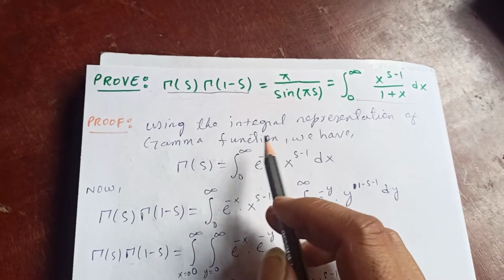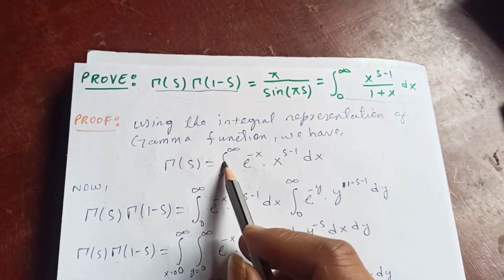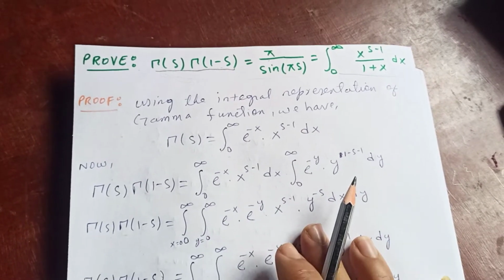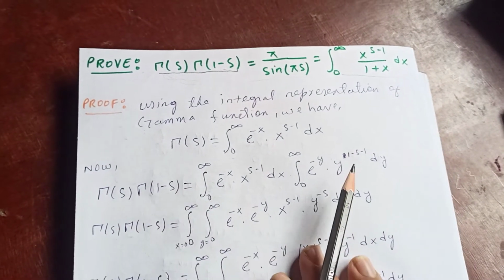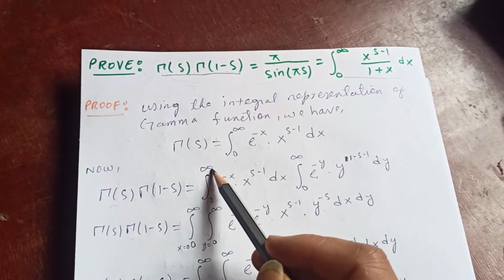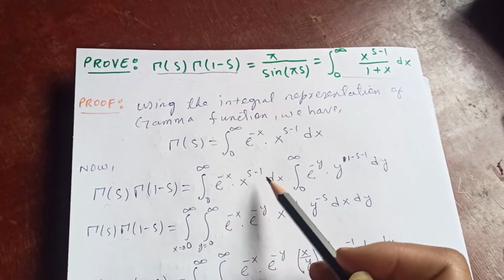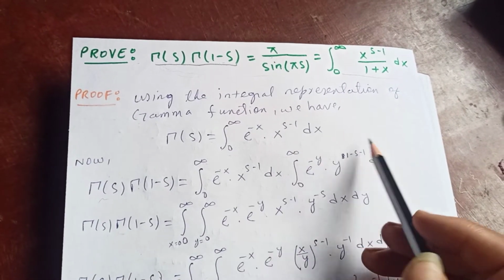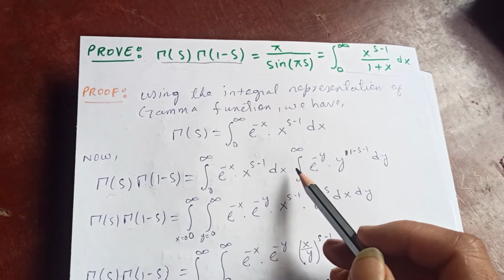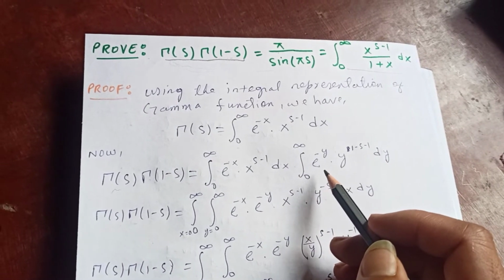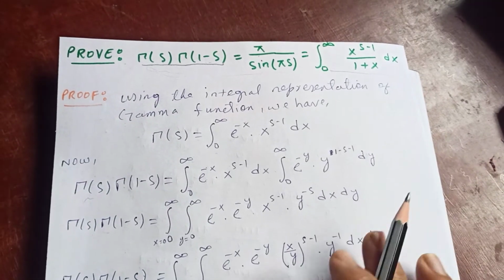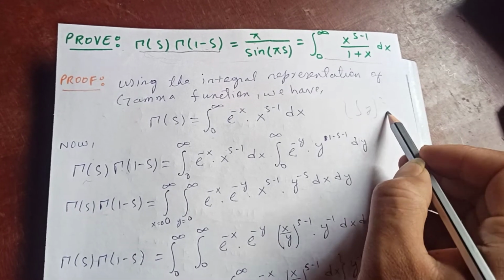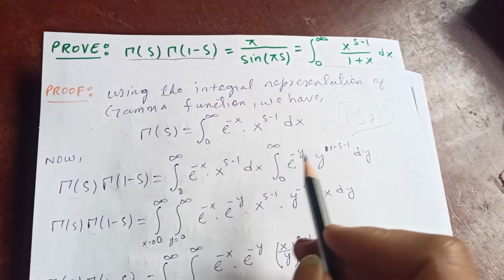Now using the integral representation of the gamma function, we have gamma s is the integral from 0 to infinity of e to the negative x times x to the s minus 1 dx. Now gamma s times gamma 1 minus s: for gamma s we substitute this integral, and for gamma 1 minus s we substitute 1 minus s. Now let's use different variables, because if we use the same variable it won't work. It would be something like this integral squared. So let's choose a different variable.